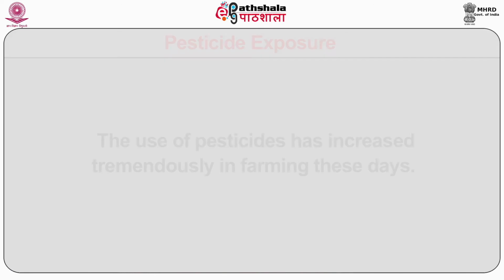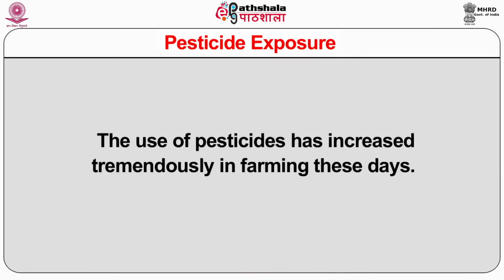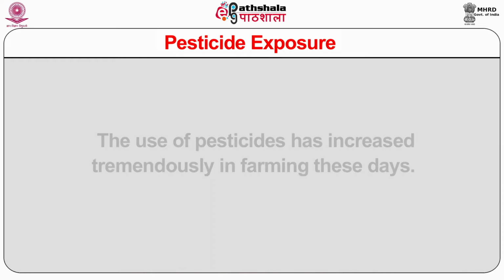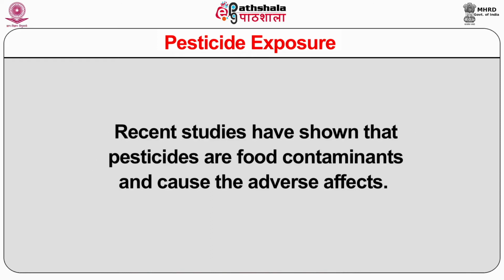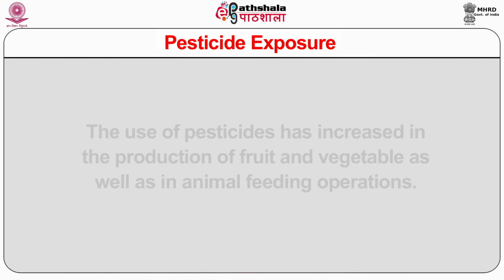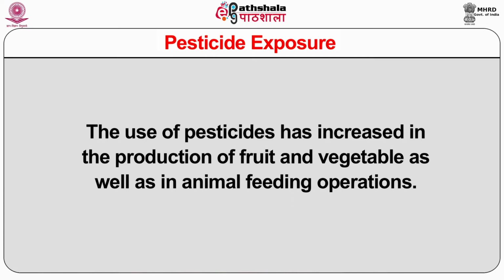Pesticide exposure. The use of pesticides has increased tremendously in farming these days. Recent studies have shown that pesticides are food contaminants and cause adverse effects. The use of pesticides has increased in the production of fruit and vegetables as well as in animal feeding operations. It has become a great concern that exposure to pesticides is increasing the chances of infertility, slow poisoning, nervous system damage, birth defects and cancer.